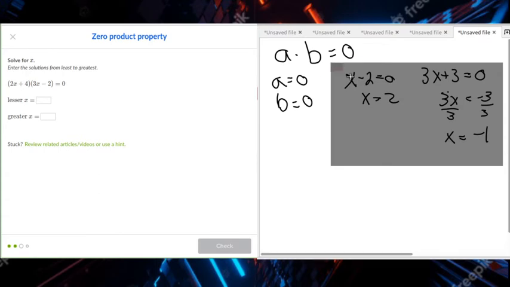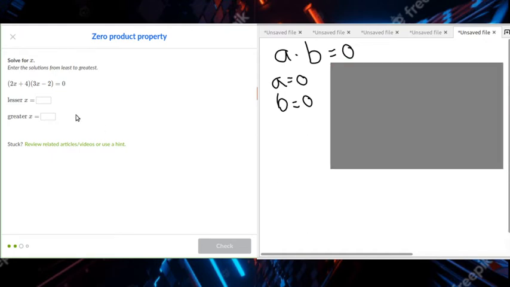I'm going to go ahead and get rid of that again. So solve for x, enter the solutions from least to greatest. Last time we had a function, and then we said the function is 0. We're going to find the zeros, but here we don't have a function, we just have an equation. So 2x plus 4 times 3x minus 2 is equal to 0. I know that this is my a and this is my b. So a must be 0 or b must be 0, or maybe both of them. If something times something is 0, then one of those has to be 0.